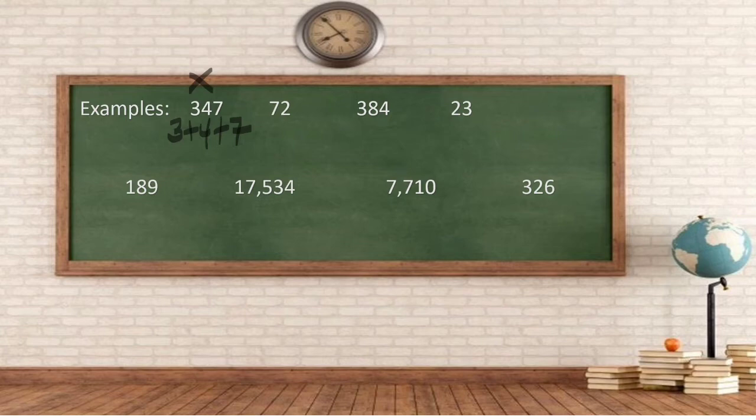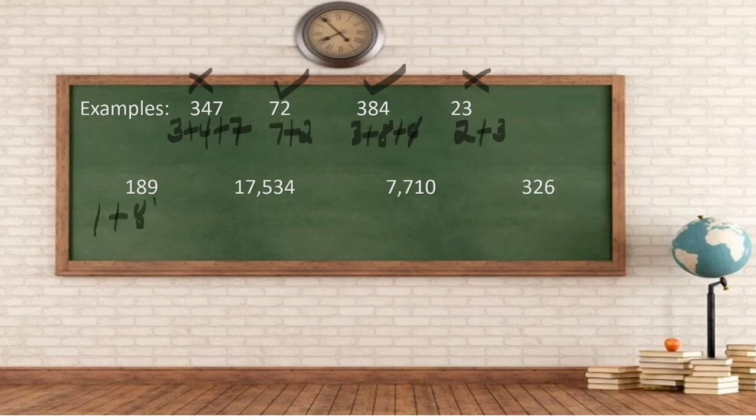72. The sum of the digits 7 plus 2 equals 9. 9 is divisible by 3. So 72 is divisible by 3. How about this one? 3 plus 8 plus 4. This is 15. Yes, divisible by 3. 23. 2 plus 3 equals 5. This is not divisible by 3.